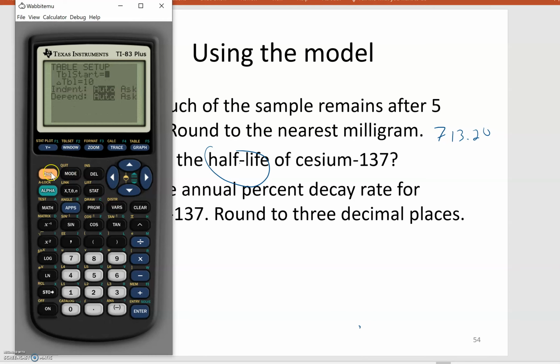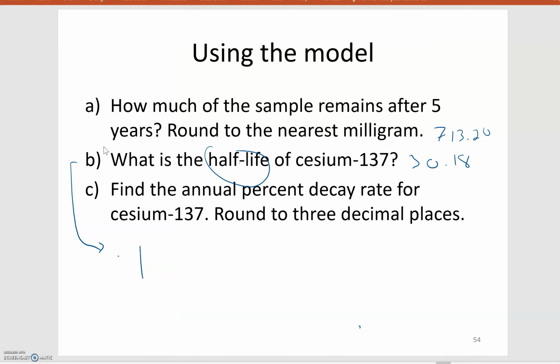Let's go to the table and see what we've got here. So my table says between 30 and 40. So let's go to, well, actually this probably would work just fine. Let's go to 40 and we'll zoom fit. To calc intersect. And our intersection is 30.18 years.